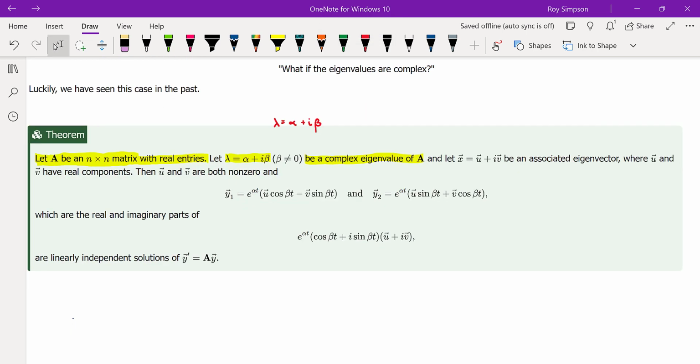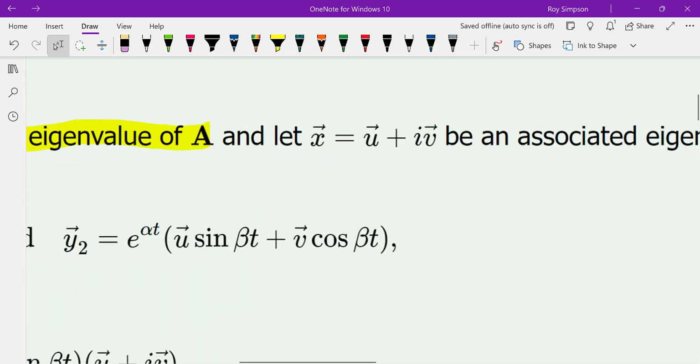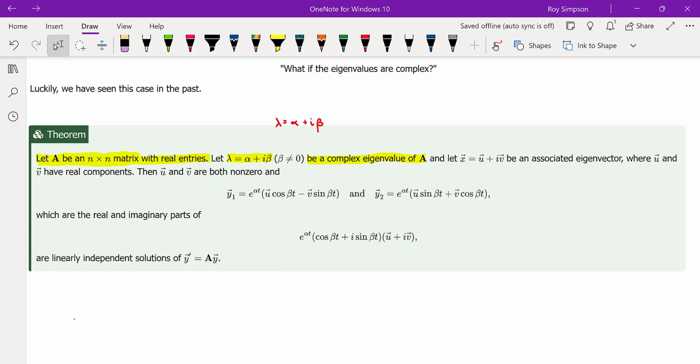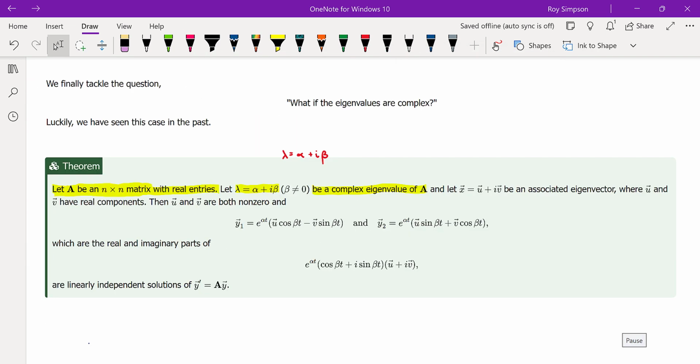The other thing we're going to state here, and this might throw you off because the sentence is really poorly designed, but we're going to let x, the vector x, in fact the eigenvector x, be the sum of two vectors, u plus iv. The vector u is called the real part of the eigenvector, and the vector v is called the imaginary part. That should make sense. u and v both have real components because the i has been factored out of v.